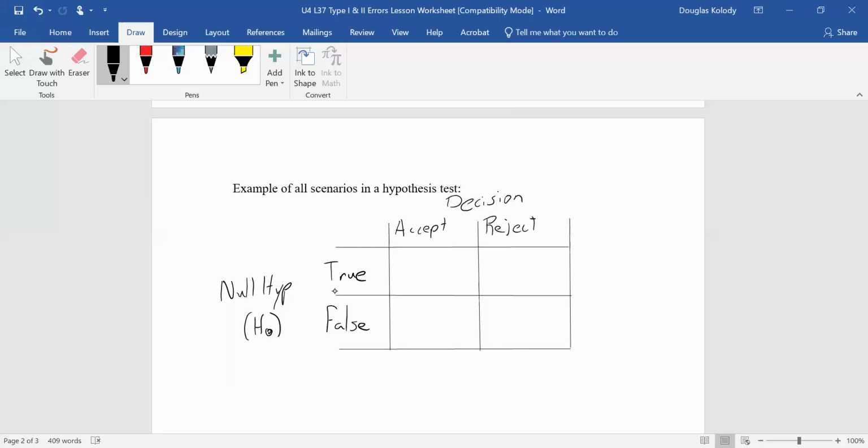Okay, I'm going to call this scenario 1. Suppose the null hypothesis is true, and we accept it. Congratulations, you've made a correct decision.